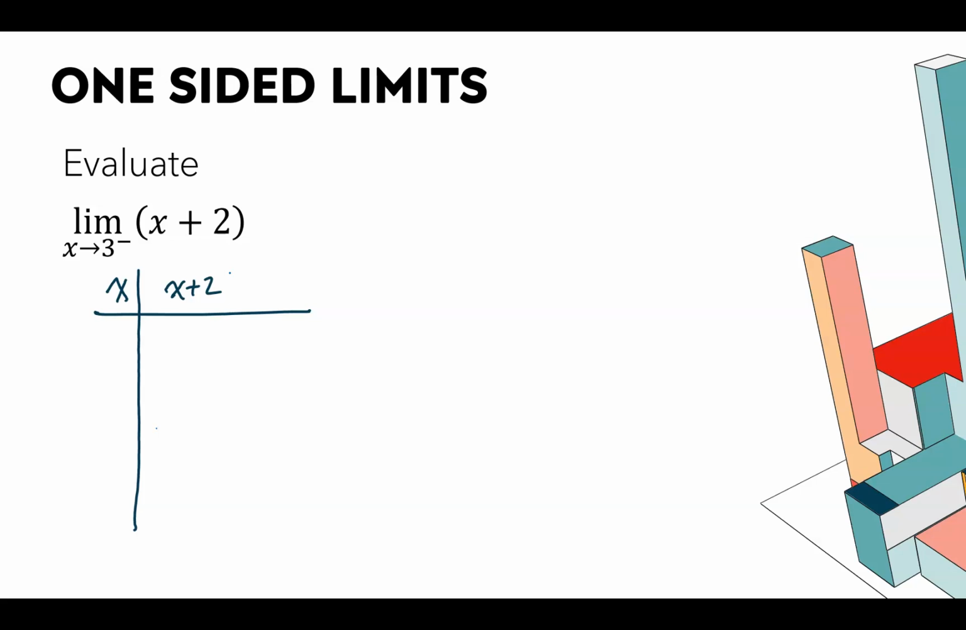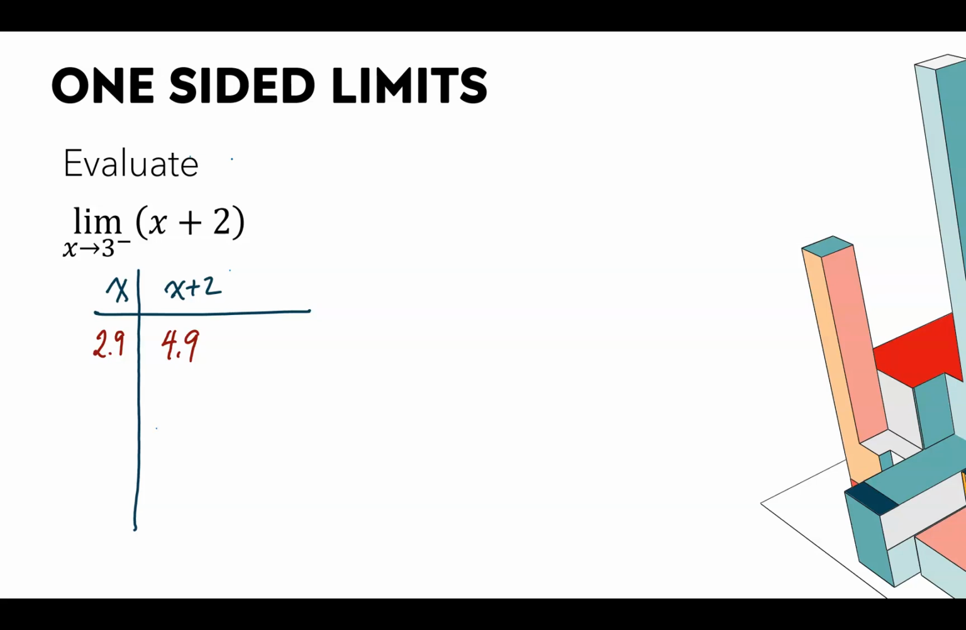We'll get to that in a bit once we have the idea of continuity. Well, what number is a little bit less than 3? 2.9. And what's 2.9 plus 2? That's pretty easy, 4.9. And a limit, again, is a process. We're trying to see where these outputs are going. So we choose a number even closer to 3.